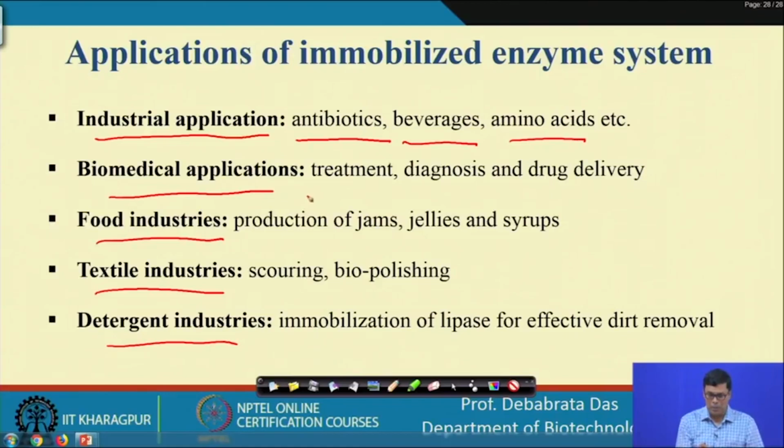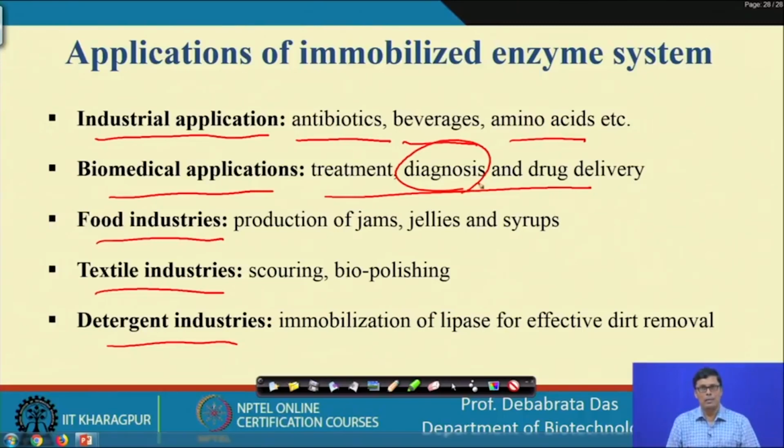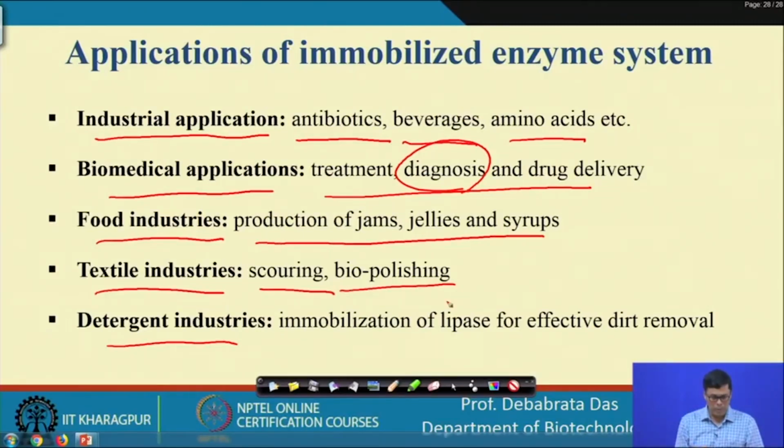Then biomedical applications we have, particularly I want to point out the diagnostic purpose, which is largely used for analytical purposes. Suppose we want to find out a trace amount of any chemical present in the blood, that can be easily detected with the help of immobilization, with the help of a biosensor. Then in the food industry, we have jam, jelly, and syrup. The textile industry covers biopolishing, and in the detergent industry we have lipase for the removal of dirt.